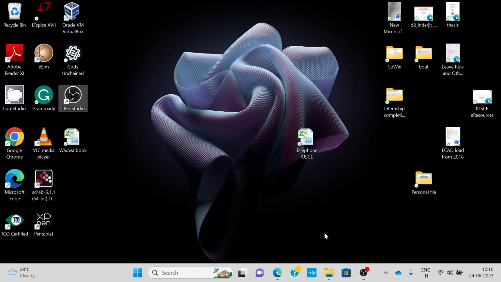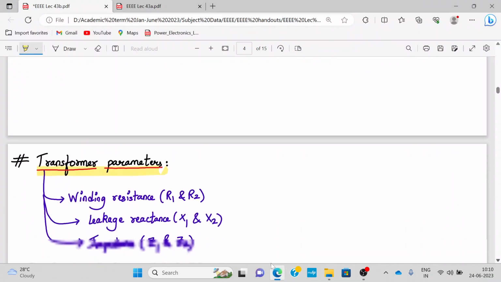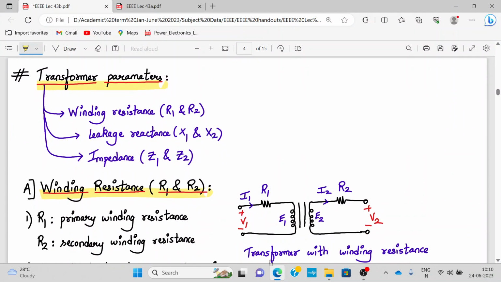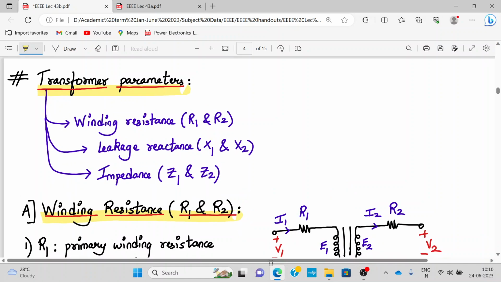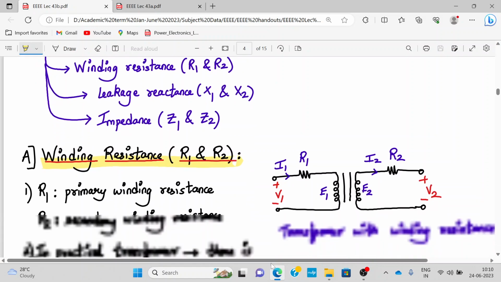Now, next we study the transformer parameters. The transformer parameters are R1, R2, that is winding resistance, of a practical transformer. Then we have leakage reactance X1 and X2, and Z1 and Z2. We'll see what leakage reactance is in a short time from now. Alright, let's proceed now.